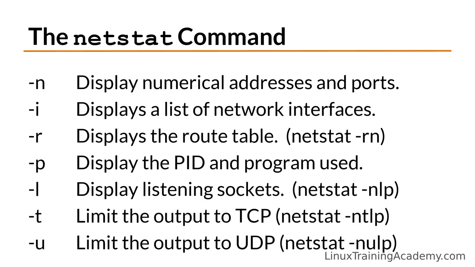To get a list of network interfaces on your system, you can use the -i option. To display routing information, use -r. I often use netstat -rn to display the routes using IP addresses.